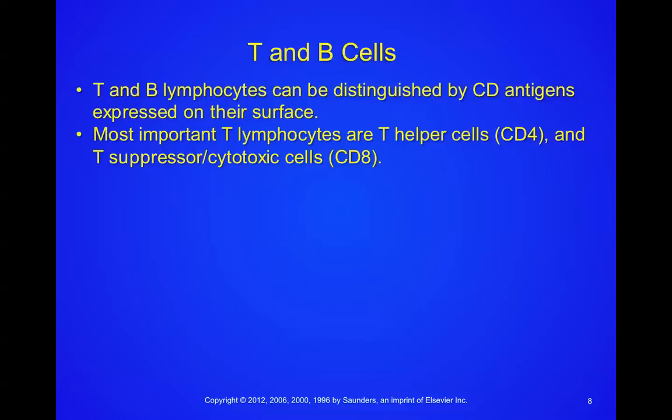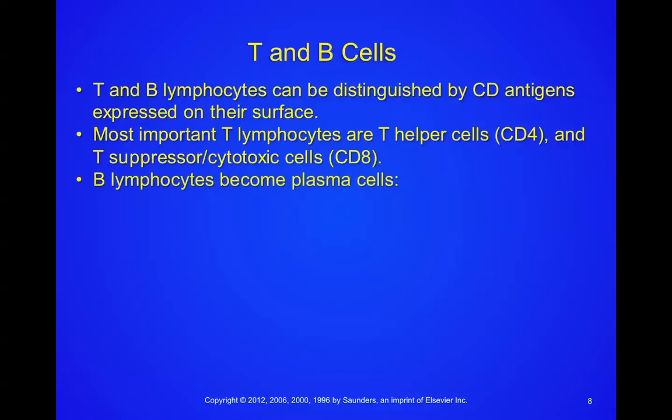T helper cells, which express CD4, help the B cells produce antibodies. T suppressor or regulator cells suppress unwanted or no longer needed antibody production, while T cytotoxic cells kill infected cells and cancer cells. Both T suppressor and T cytotoxic cells express CD8 on their surface. Along with macrophages and natural killer cells, cytotoxic T cells are involved in what is sometimes called the cellular response.